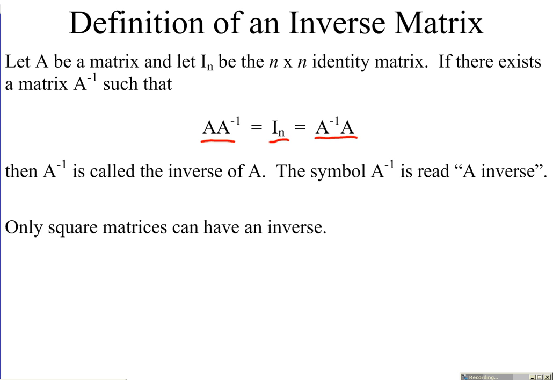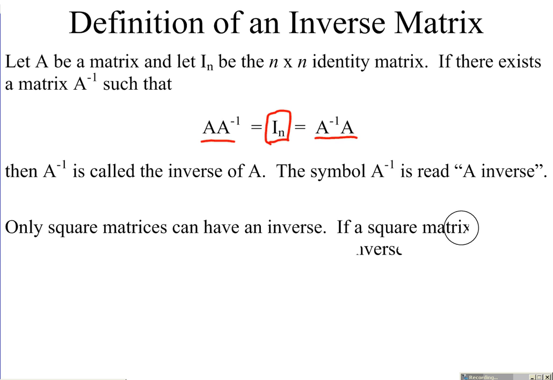Remember, multiplication of matrices is not necessarily commutative. In this case, it will be, but it is not always. If you can multiply them in both directions and get the identity matrix out, you know that the two matrices are inverses of one another. Only square matrices can have an inverse.